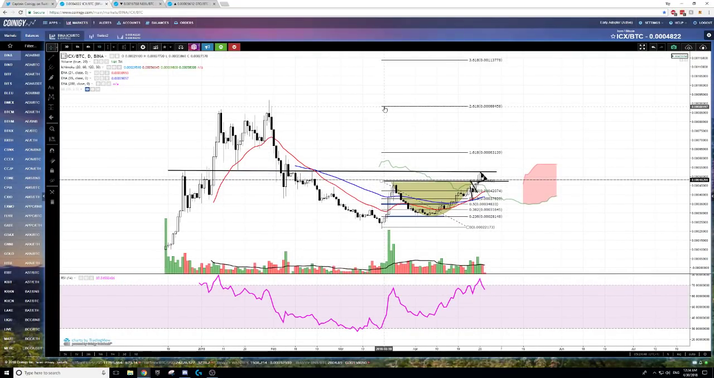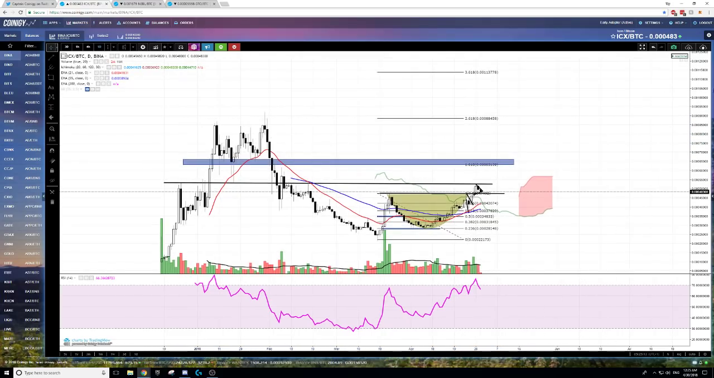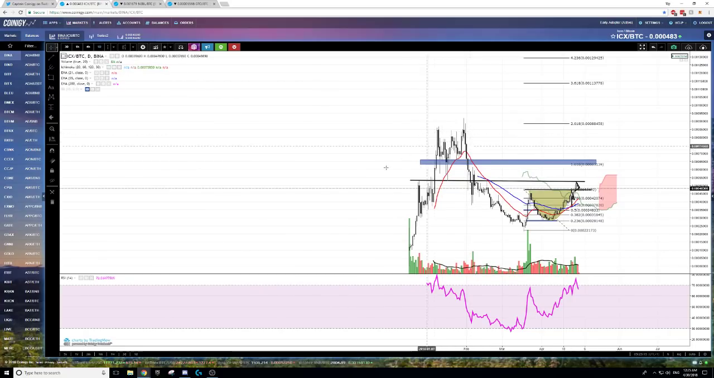So this 2618 lines up nicely with our all-time high resistance here. And this 1618 level lines up nicely with this, right? You see all these candles plunging down into here and then bouncing back up off. So these are plausible targets along the way to making a new all-time high. So yeah, there's ICX for you.